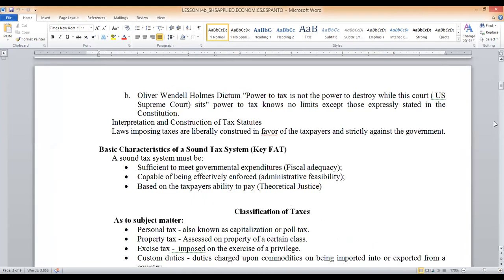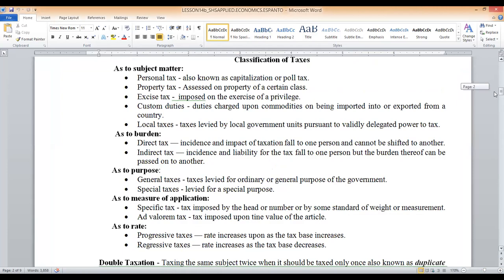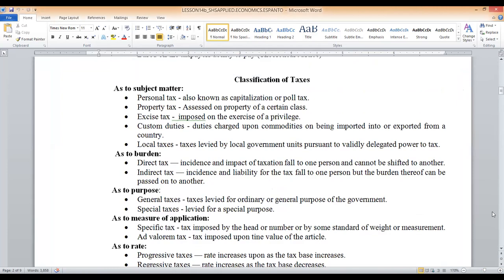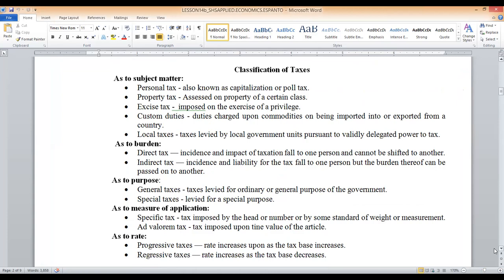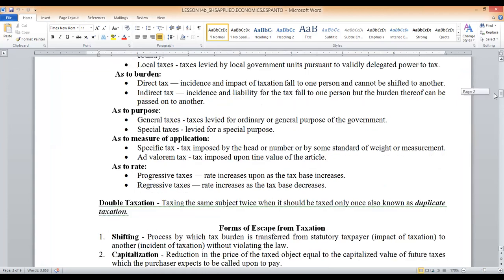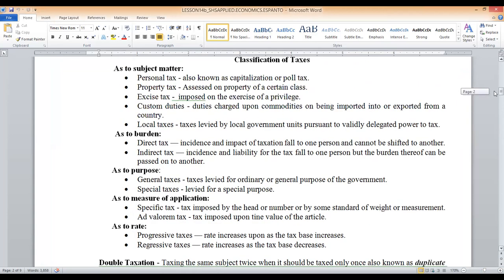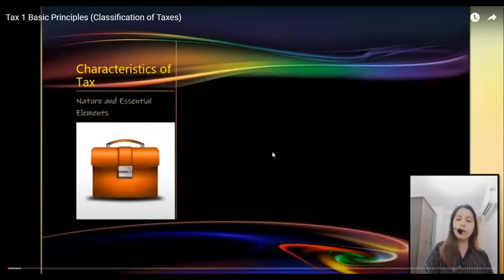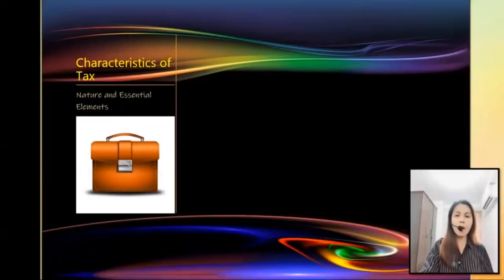So next one that we have is the classification of taxes. So these are the classification of taxes. We have as to subject matter, as to burden, as to purpose, as to measure of application, as to rate. So let's watch a video discussion again regarding the classification of taxes. And part 4 of our discussion on the basic principles of taxation.